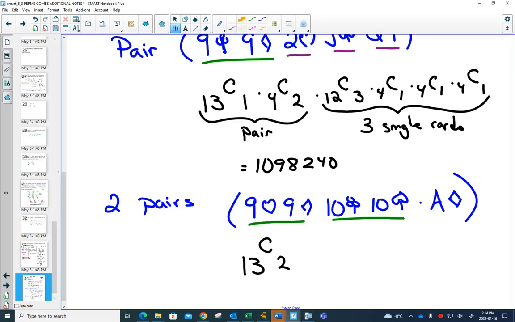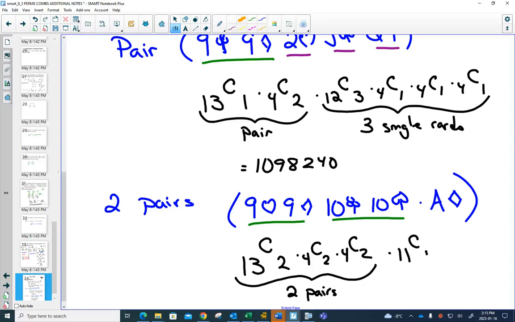Once I've chosen the 9s and 10s, I need to choose the specific cards. So there are 4 9s, which 2 am I going to pick? There are 4 10s, which 2 am I going to pick? This together counts all the 2 pairs possible. Then I need a single card. Can you see that there are 11 kinds left? Because you can't have another 9, and you can't have another 10. So there would be 11 kinds left. I choose 1. And then there are 4, if I chose aces, there are 4 aces, I choose 1.